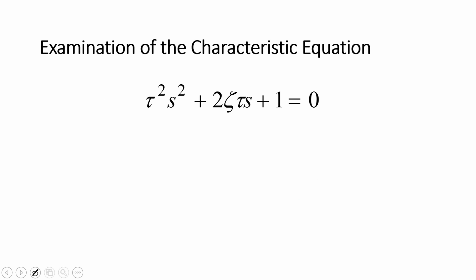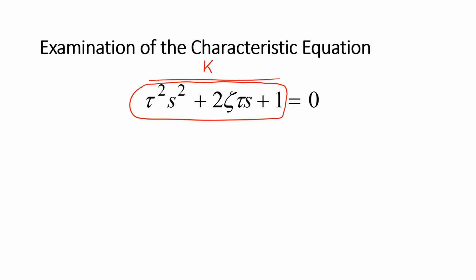Okay, so let's look at the characteristic equation. This is the denominator. Okay, if we had K on the top, this is the characteristic equation. We call it that because we can tell about the stability, the behavior just by looking at the roots of the denominator. And so we're going to just analyze this. We're going to set it equal to 0, and then look at the roots of this characteristic equation.